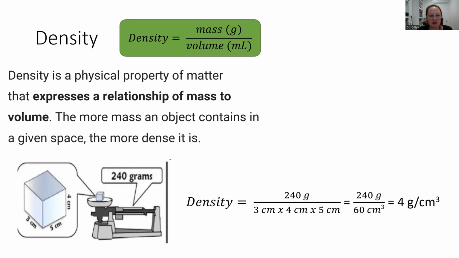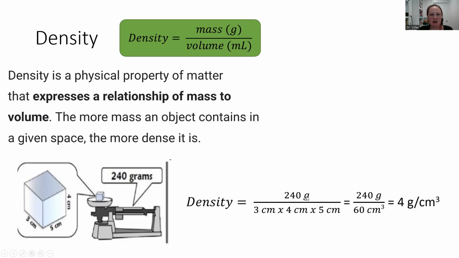And we can measure density. For example, we did that in a previous experiment with a cube, right? You can measure the mass of the cube, and they're showing you a picture here where they're doing the same thing. Let's say this cube weighs 240 grams, right?